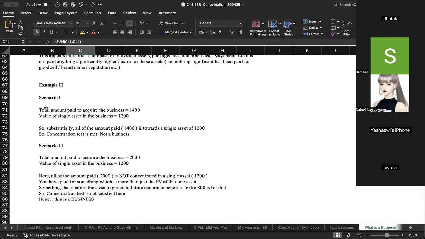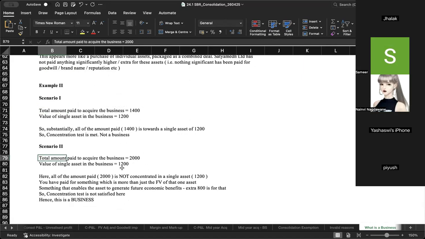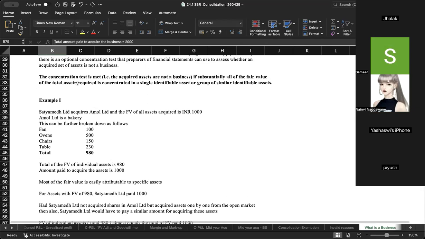You take another situation: total amount paid to acquire the business 1400, value of single asset in the business 1200. Substantially all of the amount paid is towards the single asset, so the concentration test is met. Total amount paid to acquire the business 2000, total value of single asset 1200. Here what is written? The concentration test is met if substantially all of the fair value of total assets is concentrated in a single identifiable asset.